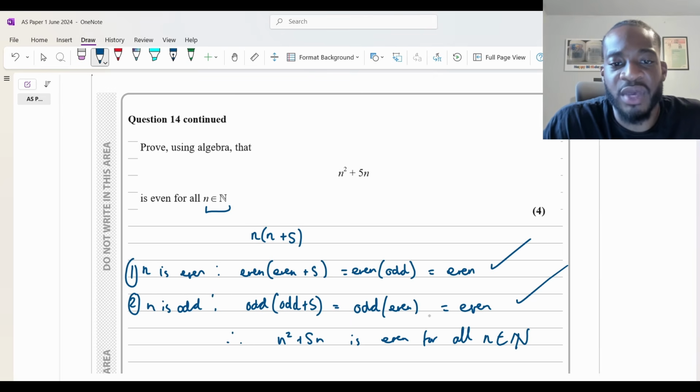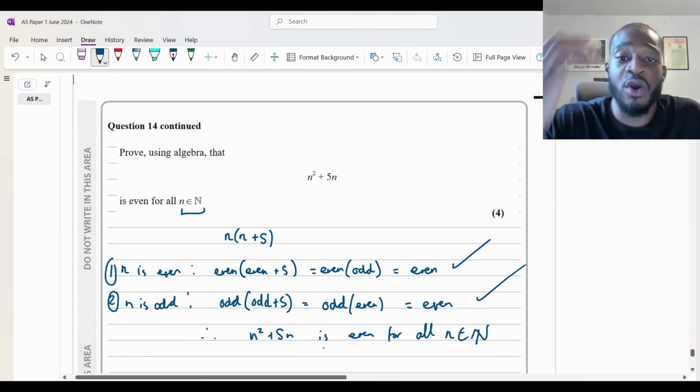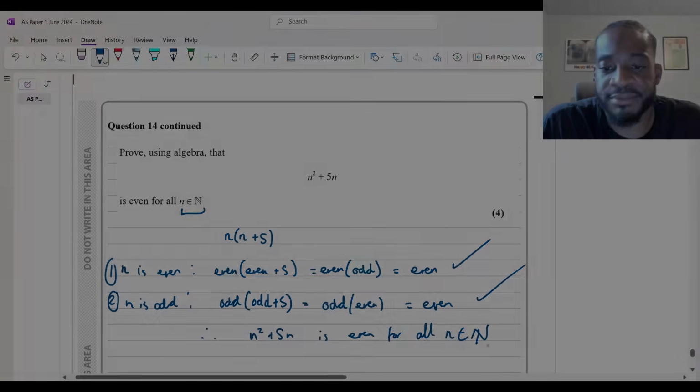And I think that would be okay, you know. I need to check the mark scheme again, but I think that'll be okay. We've proved both cases. n is a natural number, so it's either even or odd. We've shown that both examples give evens, and then you use the statement. I think that would be it, and that's very, very quick. But yeah, let me know how you guys did it in the comments. And yeah, that's question 14 and this paper finished.